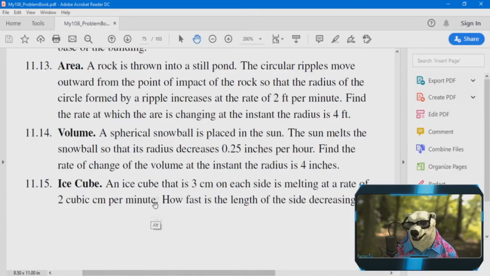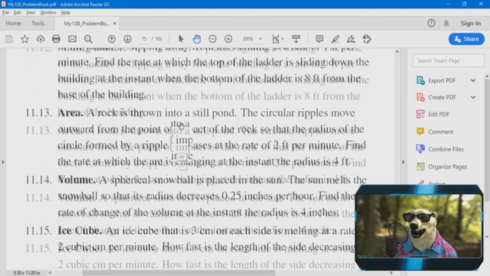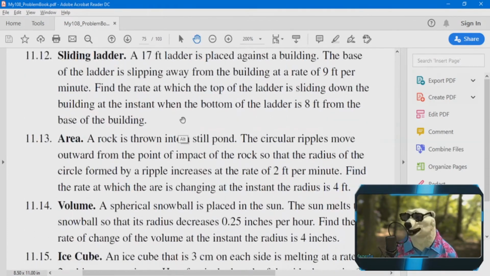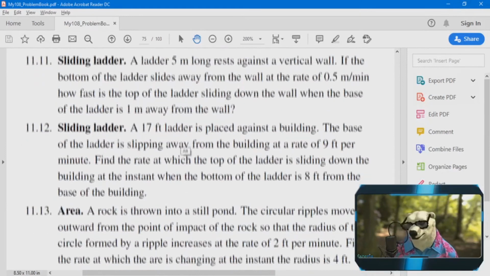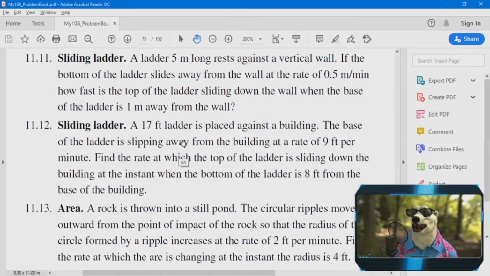Okay, so the next one that I want to do is sliding ladder, sliding ladder. Number 12. Oh, there we go. No, that's not the one. 11. 11.